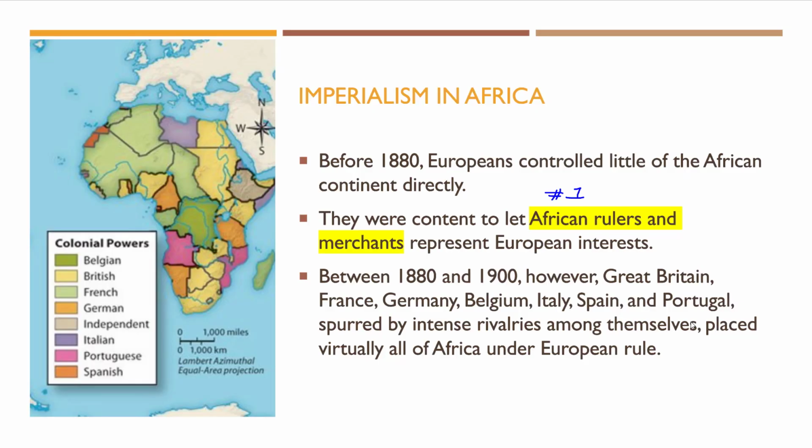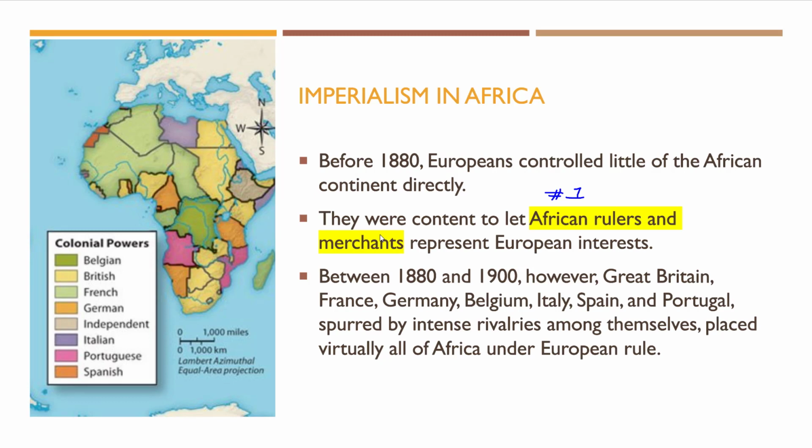All right, here's number 1. Question is, before 1880, who represented the interests of European countries? Those were African rulers and merchants. So before 1880, Europeans didn't really have a lot of knowledge of Africa. When it came to trade, they would directly trade with African rulers and merchants in Africa, back and forth. It wasn't like they were literally physically there.